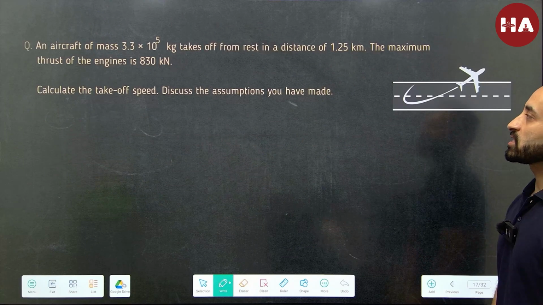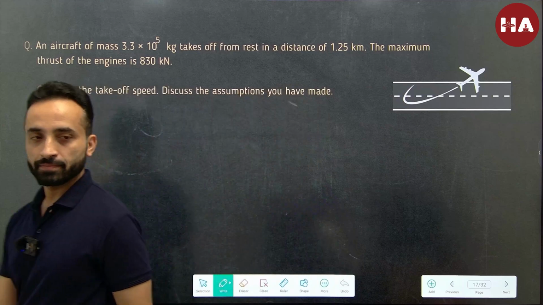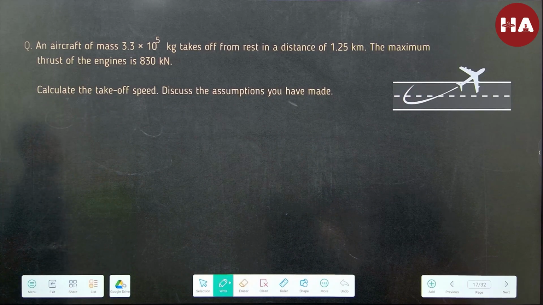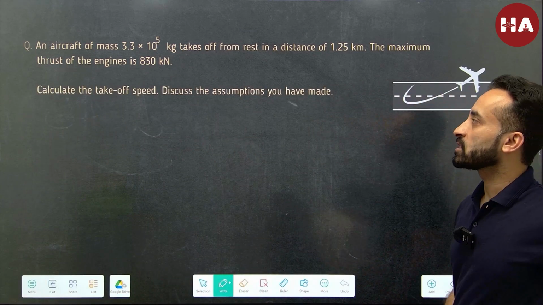Alright, another question. Grab a screenshot and then we move forward. Alright, so now you must have attempted the question and now we are starting off with the solution.